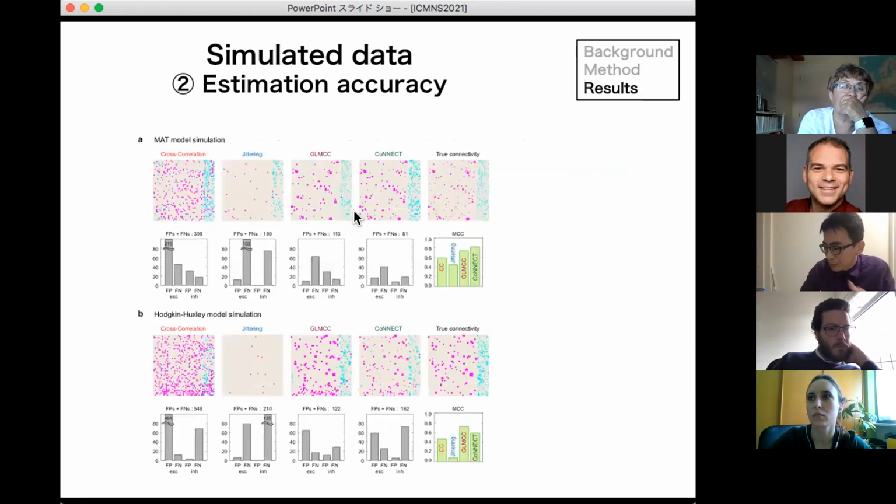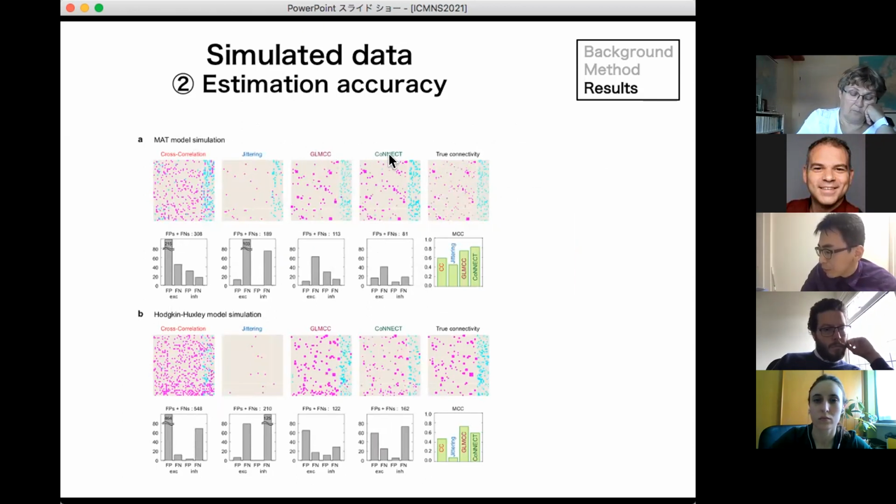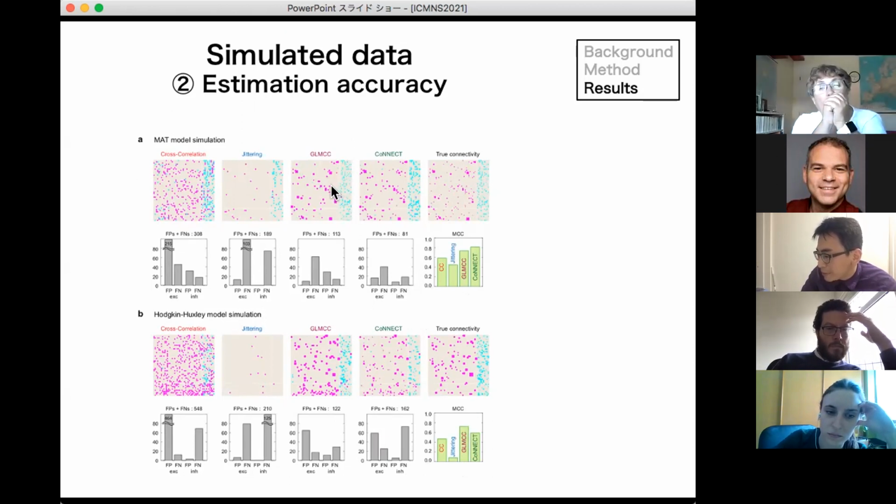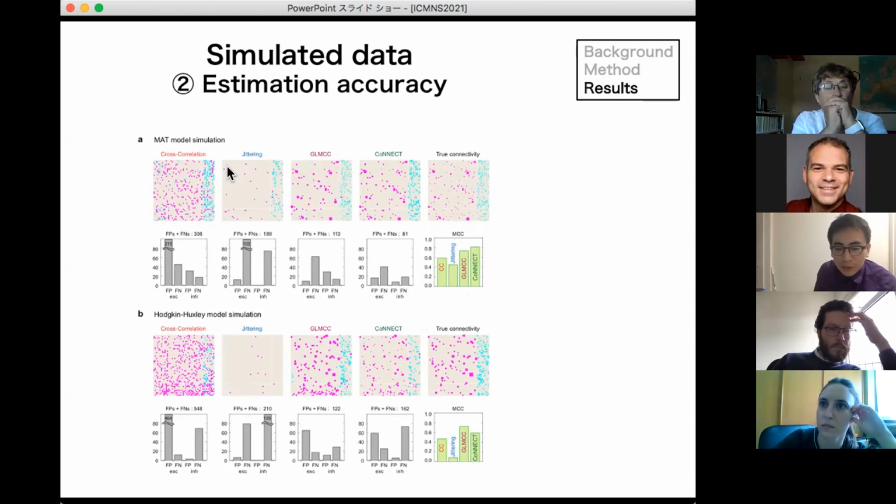We also repeated this validation using various data sets. You can see that GLMCC and CONNECT have somewhat comparable performance. This is simulation data from the MAT model, and this is from the Hodgkin-Huxley model. For the MAT model, CONNECT is slightly better, and for the Hodgkin-Huxley model, GLMCC is slightly better. But again, these two methods are much better than cross-correlation and the jittering method.